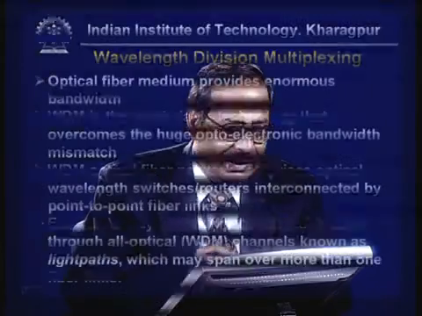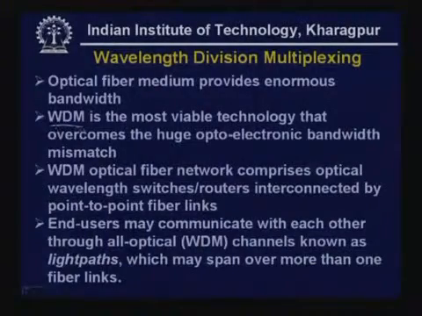So, we have to send a large number of signals through the optical fiber, or the optical fiber bandwidth has to be shared by the signals of a large number of users. How can that be done? That can be done by using wavelength division multiplexing. It is somewhat similar to frequency division multiplexing, but at these higher frequencies we normally refer to frequency division multiplexing as wavelength division multiplexing, because the wavelength value is smaller.